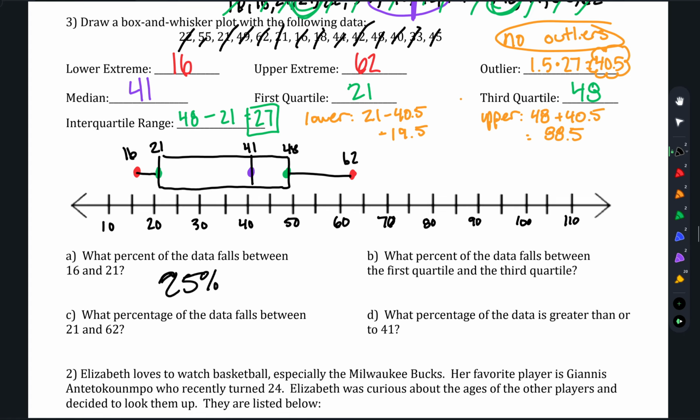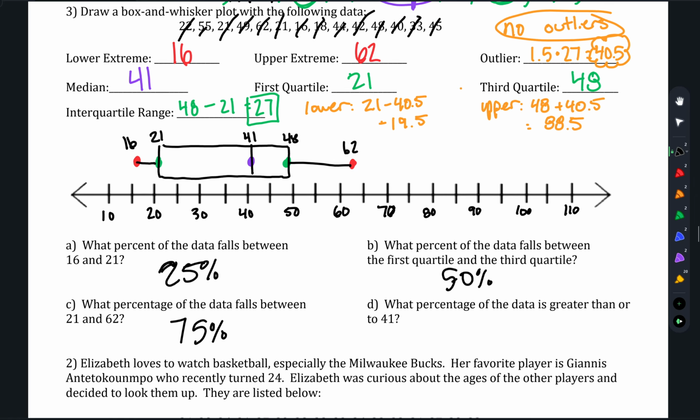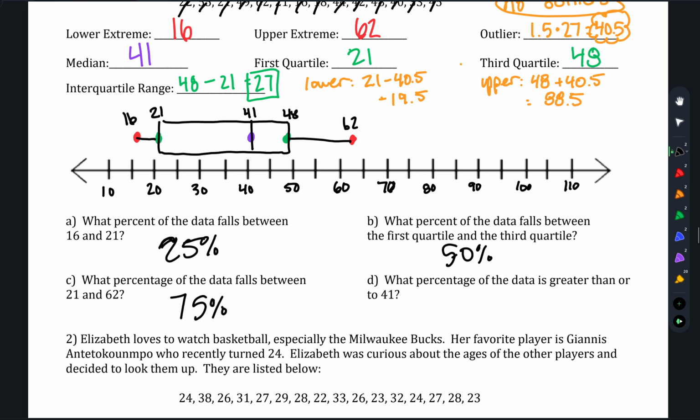What percent of the data falls between the first quartile and the third quartile? This is the same for every single box and whisker that we draw. Between the first and third quartile, we should have 2 chunks. That's 50%. What percent of the data falls between 21 and 62? 75. There are 3 chunks. And then what percent of the data is greater than, or this should say equal to, 41? 41's the median. There's 50%, 2 chunks.